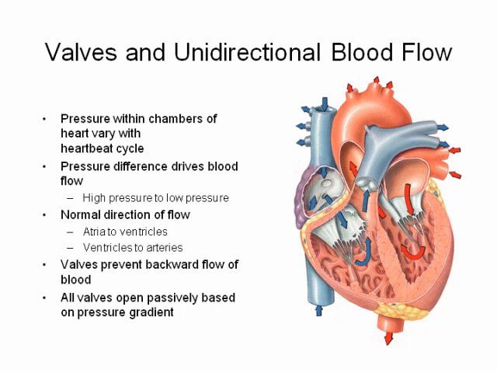So it's the pressure difference between the different compartments, chambers of the heart, that is driving blood flow. And of course, it's moving from high pressure to low pressure. The normal direction of blood flow is from the atria into the ventricles and from the ventricles into the arteries.